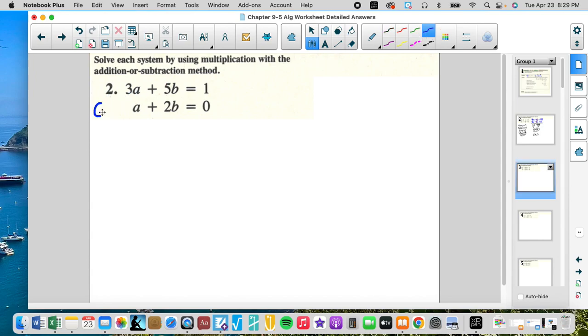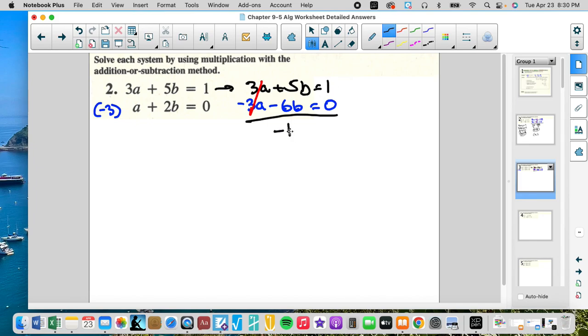Let's multiply the bottom equation by -3 in order to get rid of the a's. Top equation stays the same. 3a plus 5b equals 1. Bottom equation is going to be -3a minus 6b equals 0. Let's add them together. The a's will cancel. We're left with -b equals 1. Multiply both sides by -1, and we get b equals -1.